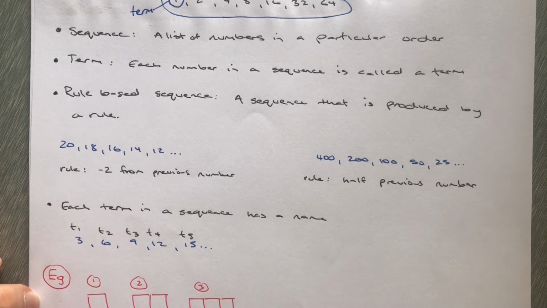The next thing we need to make sure we know is that each term in a sequence actually has a name. So we've got a little sequence here. With this sequence, we start at 3, and we're just going up 3 each time. So plus 3 to get 6, plus 3 to get 9, plus 3 to get 12, etc. But each of these different terms has a name. Can you see above, I've written T1, T2, T3, etc. So the first term is called T1. The second term is called T2. If you want the 100th term, that's T100. If you want the 1000th term, that's T1000. Hopefully that's pretty straightforward.